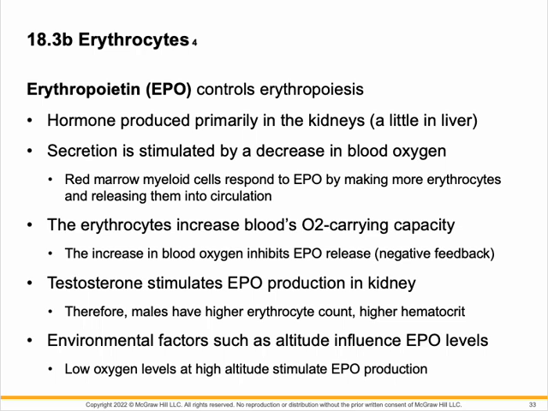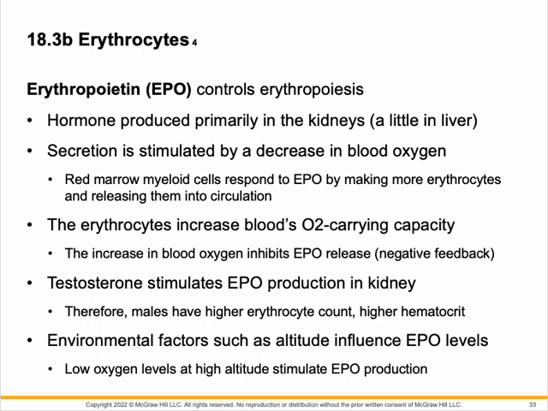If you're in that type of situation, you are unable to bind and transport adequate amounts of oxygen. And so we produce a hormone in our kidneys called EPO, or erythropoietin, right? You may recall the term for making red blood cells is erythropoiesis. So erythropoietin stimulates erythropoiesis. It prompts the production of red blood cells, right?